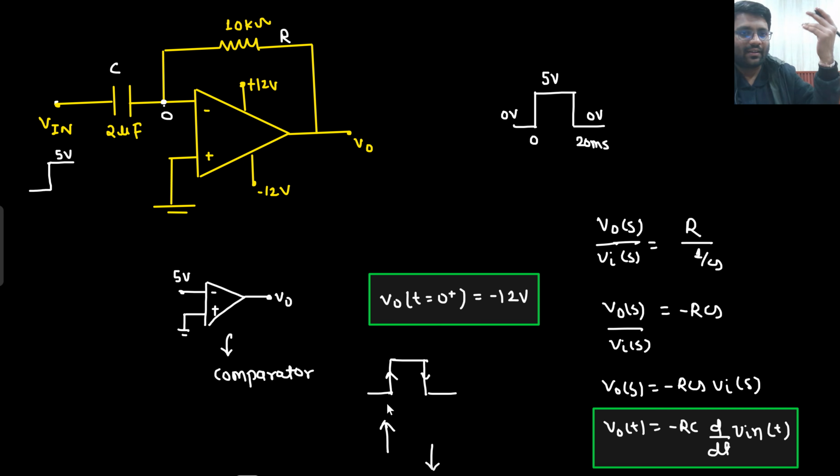Impulse means infinite amplitude, right? Infinite amplitude means very large amplitude, but there is a negative sign. So what will happen is that this will become negative. Basically here there is a positive impulse, but there is a negative sign, so this will become a negative impulse, and this will become a positive impulse. If there is infinite amplitude, it will be saturated to minus 12 volt.